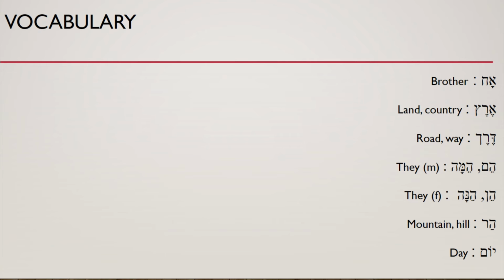First, we have this column here. We have ach, which is brother, eretz, land and country, derech, road or way, heim, or heima, which is they, the masculine form of they, and hein, heina, which is they but the feminine form. We also have har, which is mountain or hill.